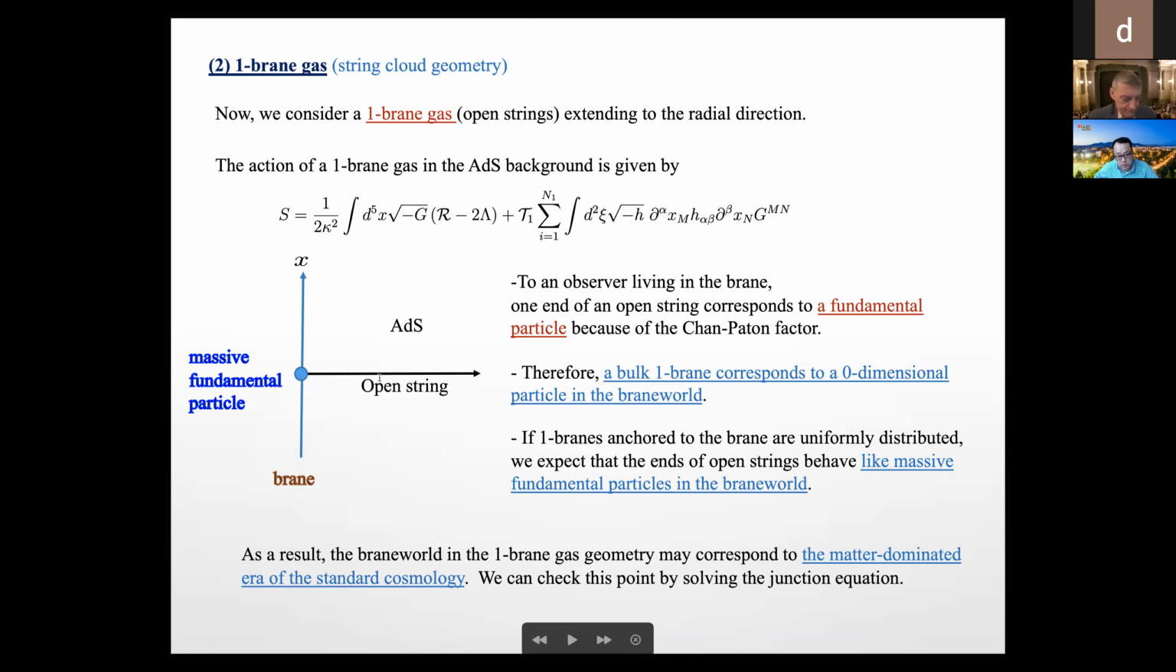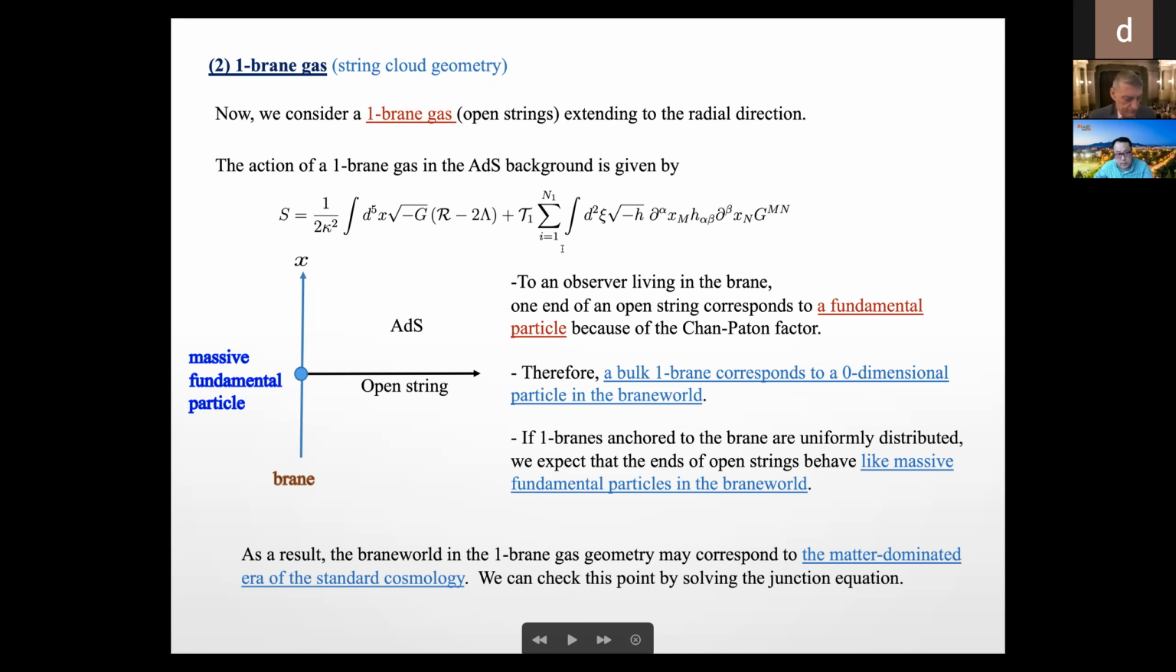Because this is a very long string, the end of the open string corresponds to some massive particle. Also, due to some prefactor, this particle corresponds to a fundamental particle. So one brane in the bulk geometry corresponds to a particle on the brane, also a massive particle.